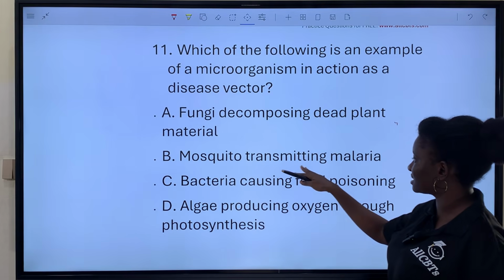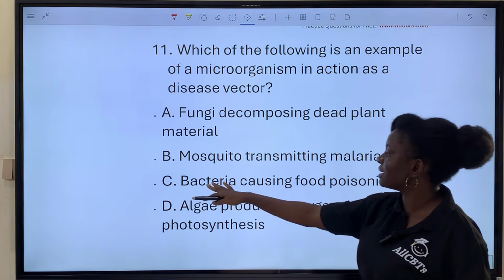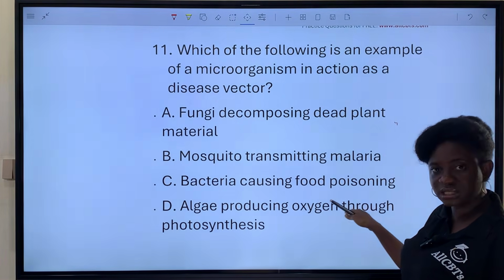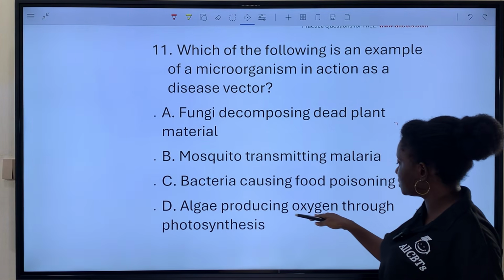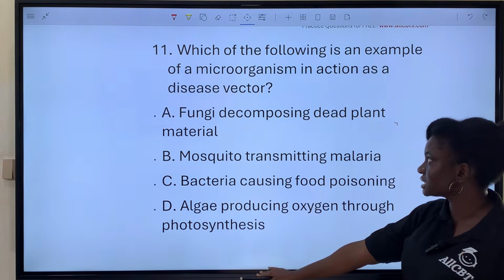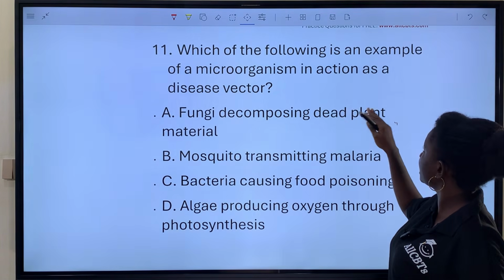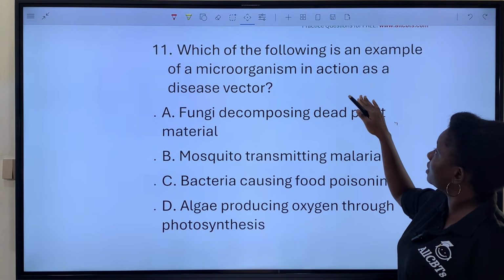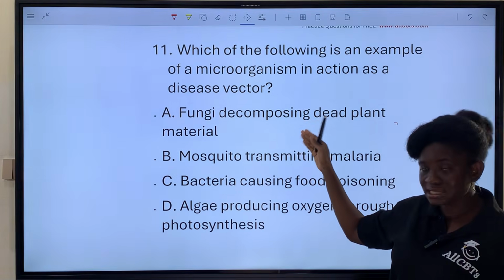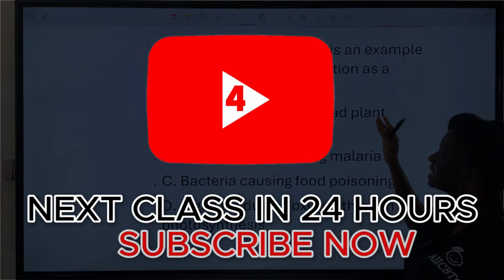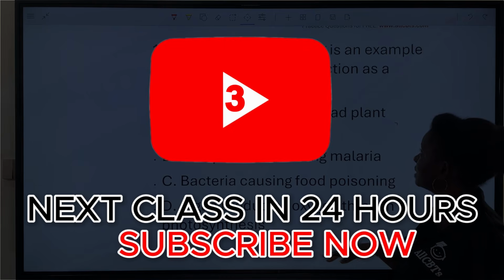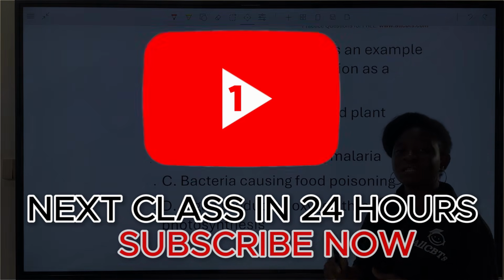Why? Because mosquitoes are disease vectors. Especially the female mosquito, it transmits malaria from person to person. When they pierce the skin, they transmit the parasites that cause malaria from person to person. So the correct answer here is option B.